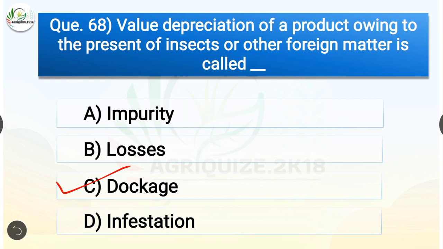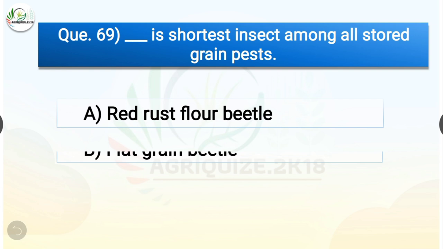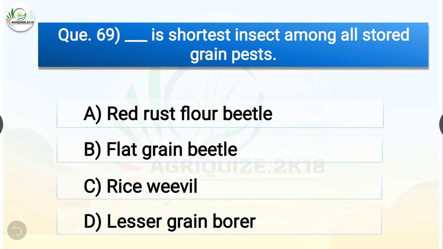Question number 69. Dash is the shortest insect among all stored grain pests. The options are red rust flour beetle, flat grain beetle, rice weevil or lesser grain borer. The correct answer is option B, flat grain beetle. So flat grain beetle is the shortest insect among all stored grain pests.